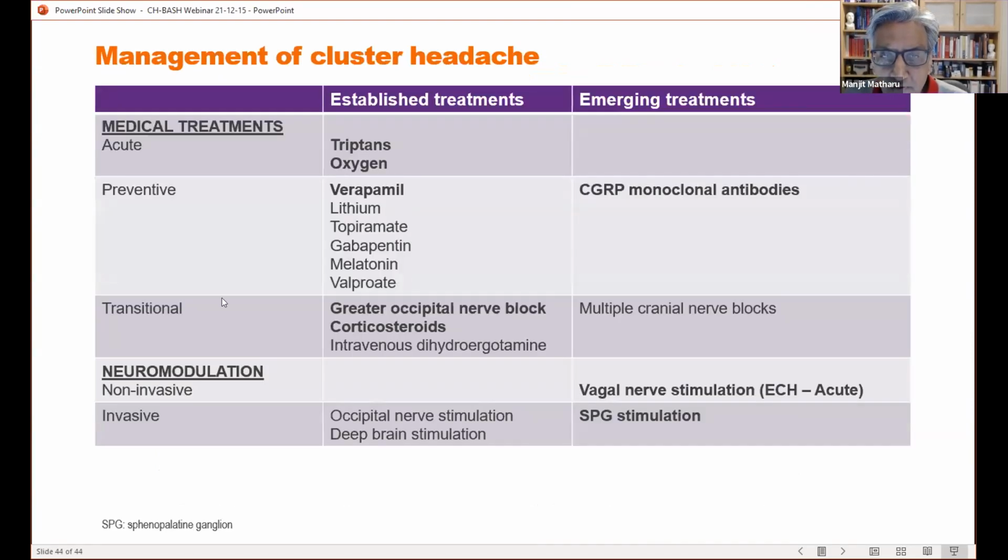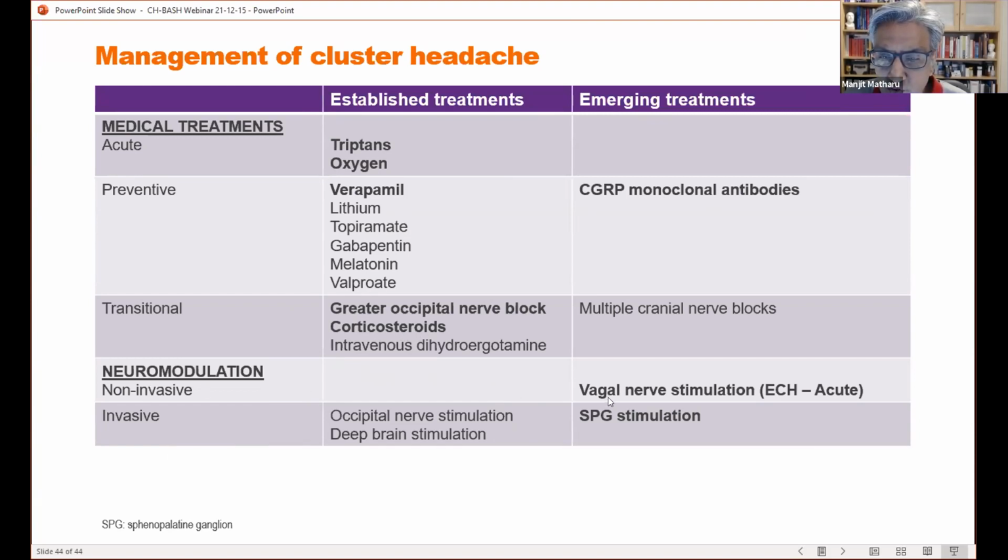So to summarize, in terms of treatments, we have established treatments such as triptans and oxygen, which is what we should offer all of our patients. For the preventive treatments, verapamil is the treatment of choice, and if the CGRP monoclonal antibodies become available, they'll be a useful option in patients with episodic cluster headaches. For transitional treatments, it'll be reasonable to offer patients greater occipital nerve blocks or corticosteroids. So be careful about the corticosteroids. Using them excessively can cause problems as well.